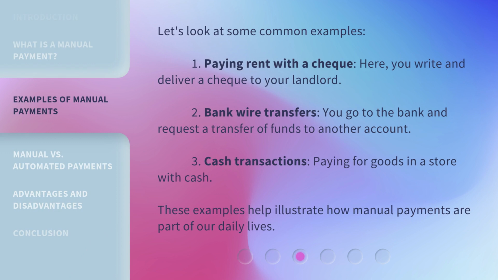Let's look at some common examples. 1. Paying rent with a check. Here, you write and deliver a check to your landlord. 2. Bank wire transfers. You go to the bank and request a transfer of funds to another account. 3. Cash transactions. Paying for goods in a store with cash. These examples help illustrate how manual payments are part of our daily lives.